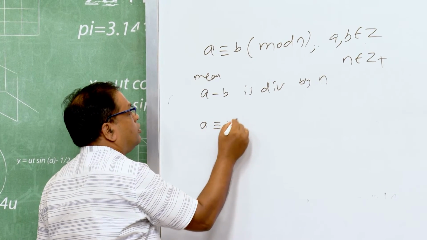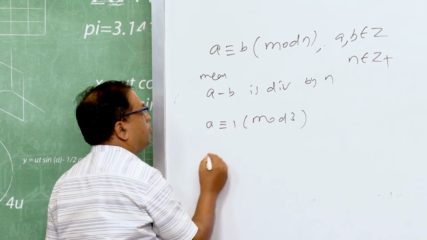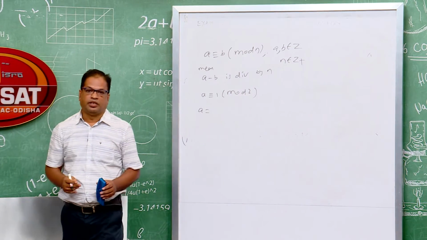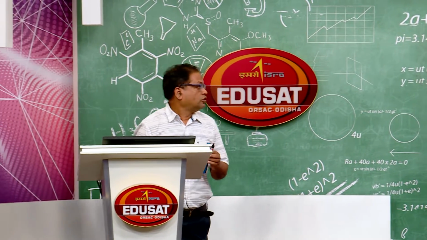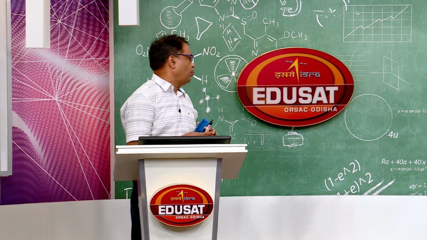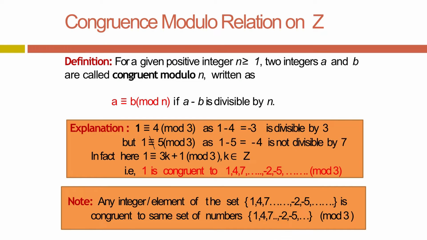So, which integer is congruent to 1 mod 3? What will be the value of A? When A is equal to 1, 1 minus 1 is 0, 0 is divisible by 3, and if A is equal to 4, then 4 minus 1 is equal to 3, 4 minus 1 is divisible by 3. So, 1 is congruent to 4, but 1 cannot be congruent to 5, because 1 minus 5 is equal to minus 4. Actually, 1 is congruent to an infinite set of integers: 1, 4, 7. So, you can write that in the note.